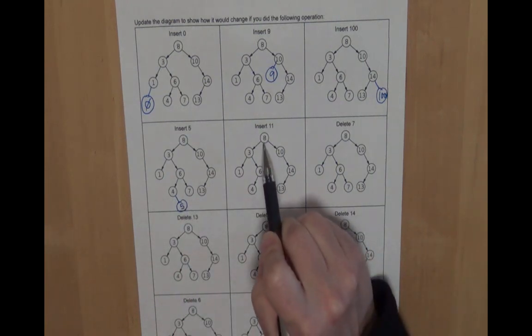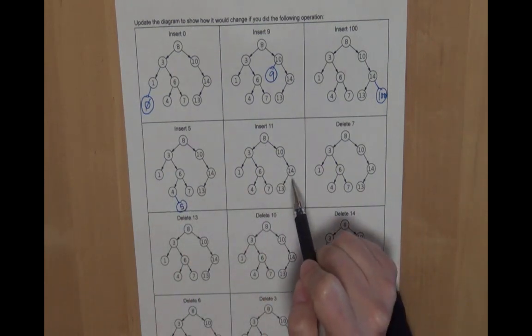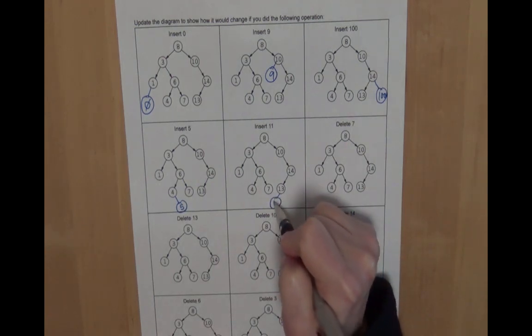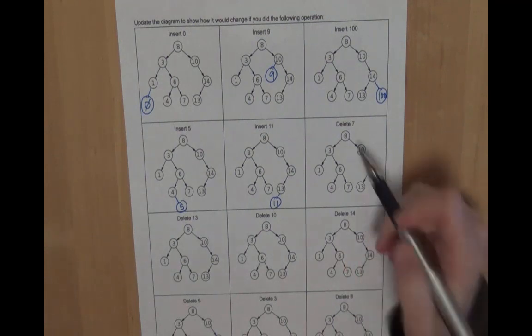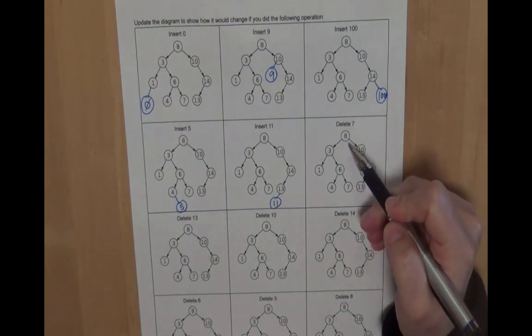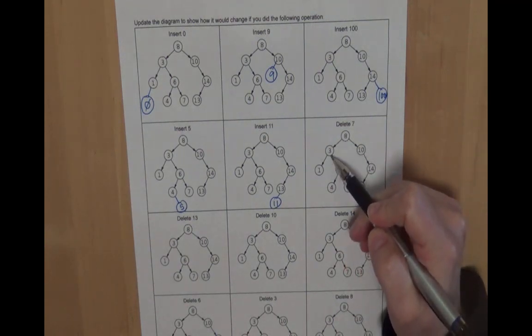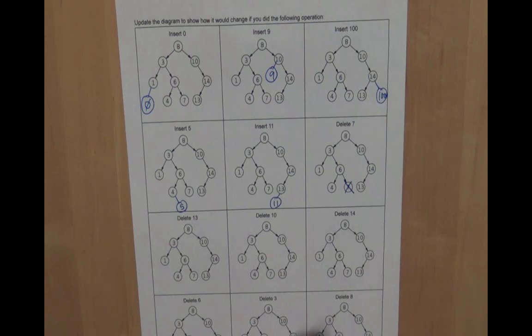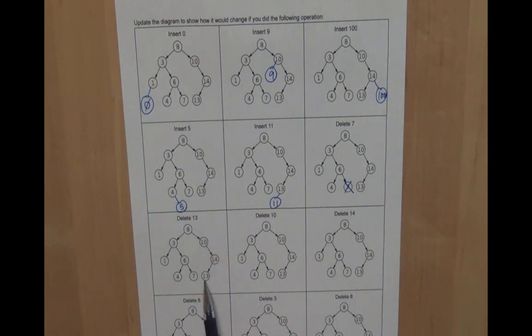Insert 11, it's bigger than 8, bigger than 10, smaller than 14, smaller than 13, so it goes here to the left. Delete 7. I need to find it first. So it's smaller than 8, bigger than 3, bigger than 6. I find 7, and it doesn't have any children, so I can just delete it directly. Delete 13. It's bigger than 8, bigger than 10, smaller than 14. I find it here, and it doesn't have any children, so I can just delete it directly.